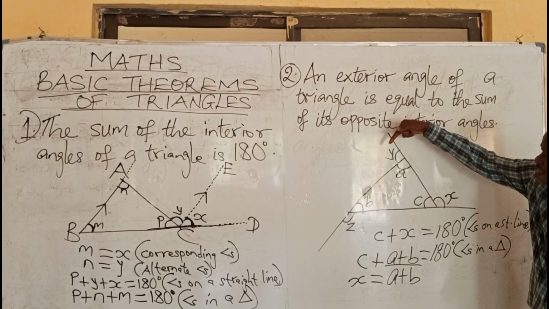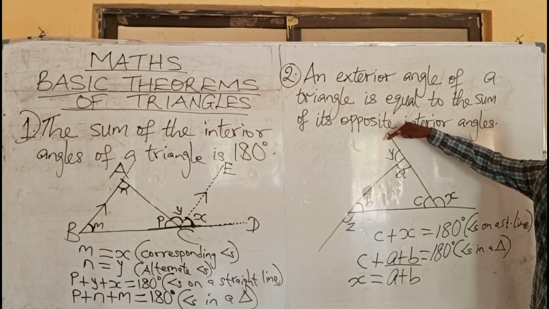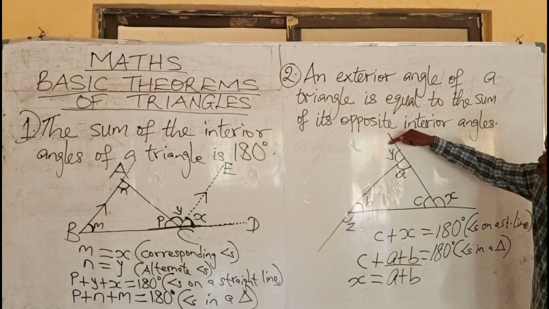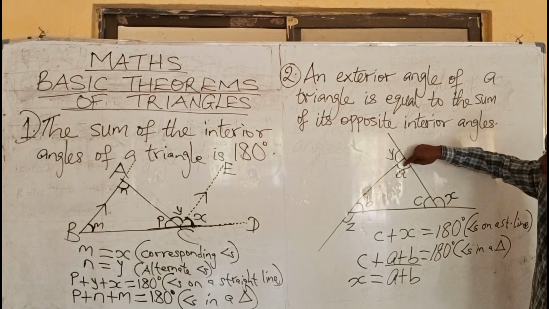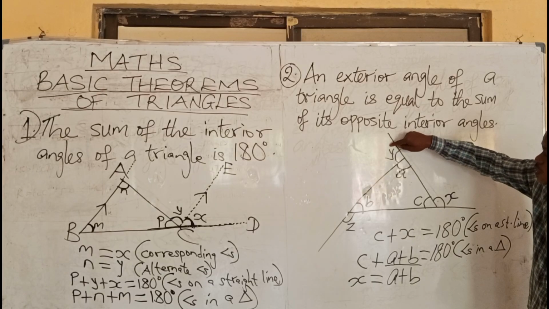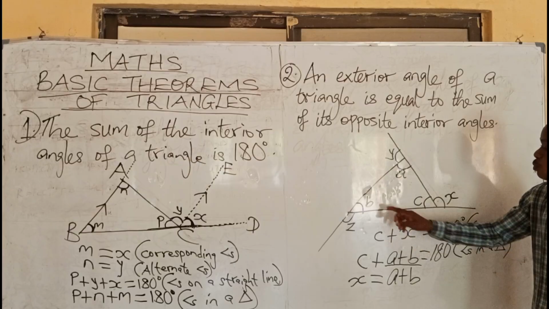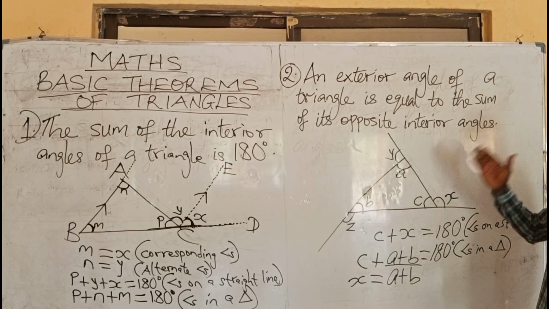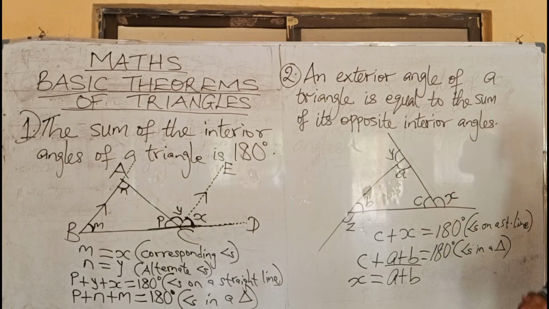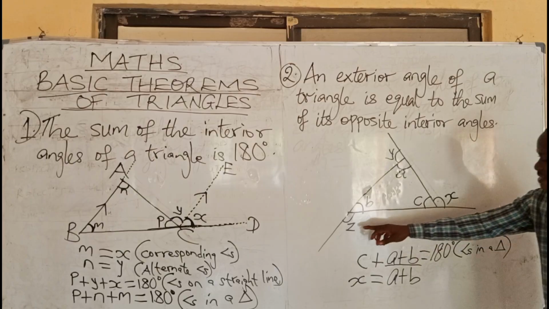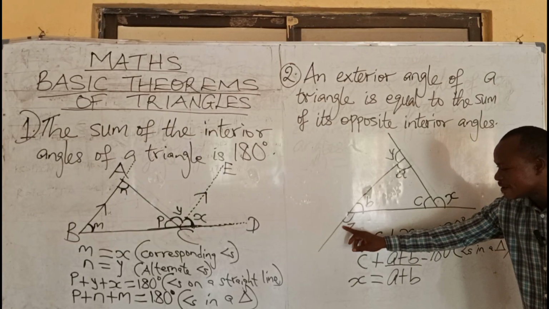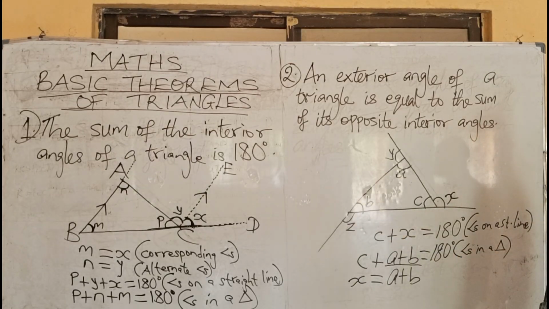So if we are looking at this exterior angle Y, the interior angle that is adjacent to angle Y is A. Therefore, Y will be equal to the sum of B and C. So we say Y equal to B plus C. Reason, exterior angle equal to sum of opposite interior angles. The same thing here, the exterior angle Z here is adjacent to interior angle B.